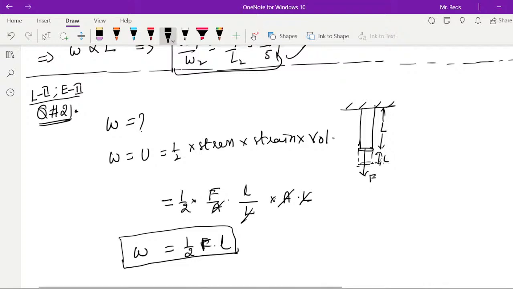Extended length. Which option is right? FL by 2, half into F into L, or FL by 2? Option 4. Question number 21, option 4. Note down this.